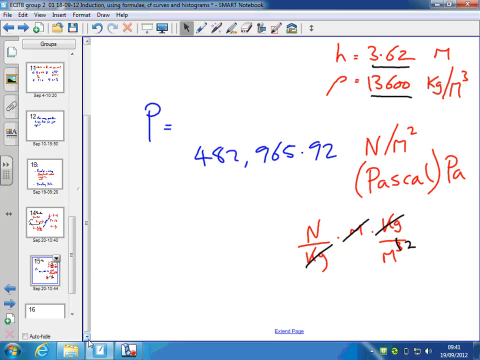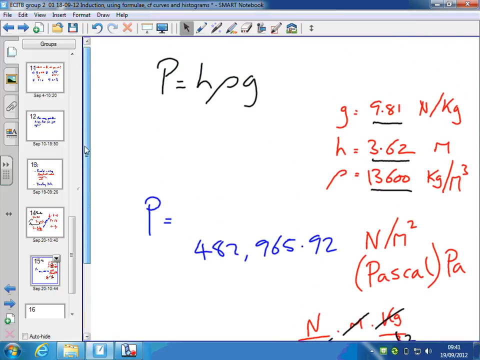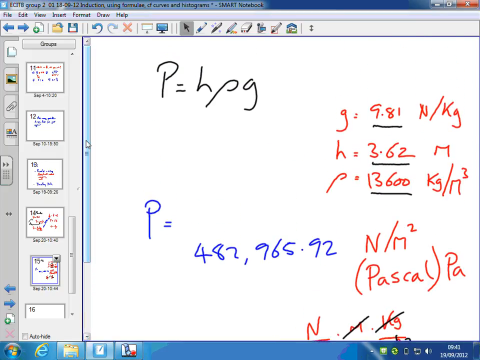Which brings me to another point, which is that before you put the numbers in, you should check that the units are consistent. What do you think I mean by that?